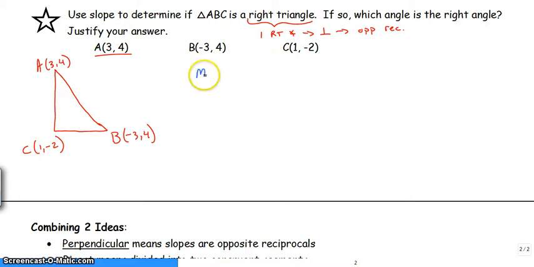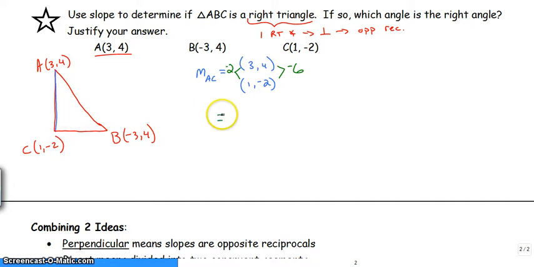I'm going to first find the slope of this line here, AC. And I'll write that this way, line AC equals, and then I'll put point A is (3, 4), point C is (1, -2), and now I can solve for the slope like we've been doing in class. To get from 4 to -2, I'm going down 6, so that's a -6. From 3 to positive 1, I'm going down 2, so that's a -2.